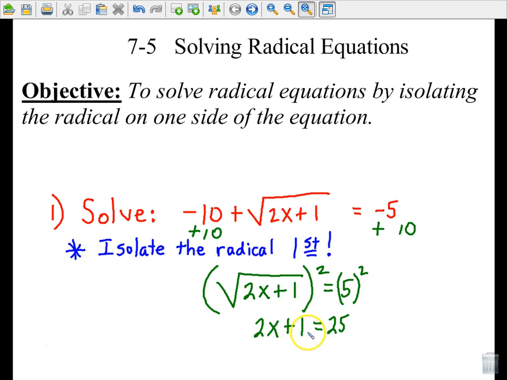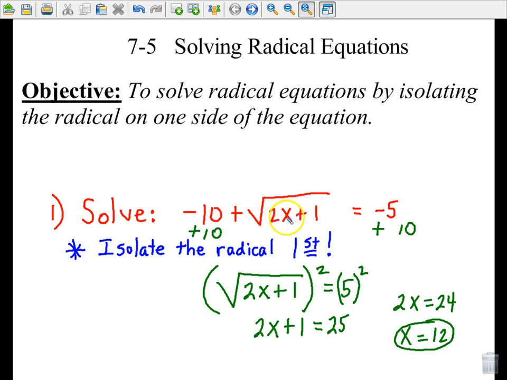And it's pretty simple from here. We just subtract 1 from both sides, divide by 2, and we get our answer. The directions are not, at least at this point, they don't tell me that I have to check anything. It's always a good idea. I'm not going to require it, but you can always know if you're right. Let's just do a quick mental check.